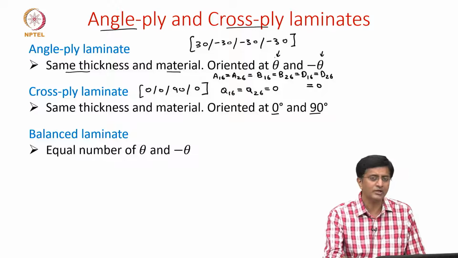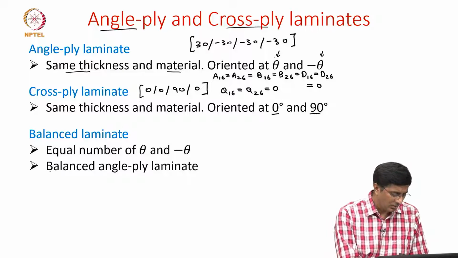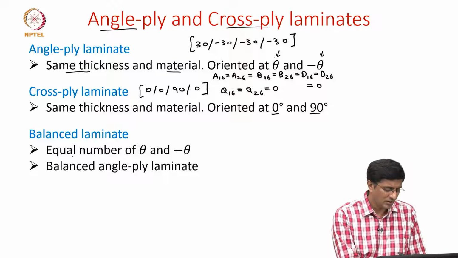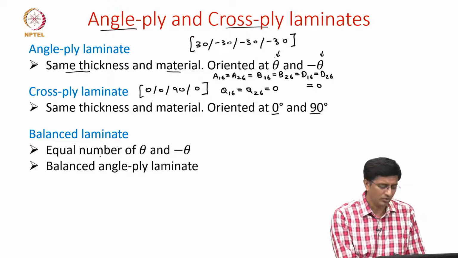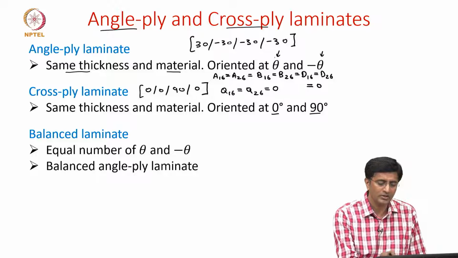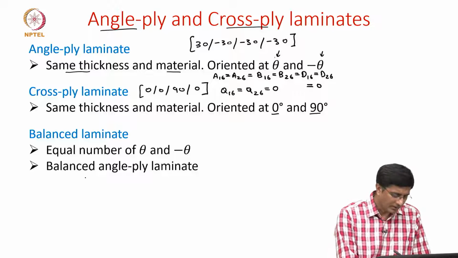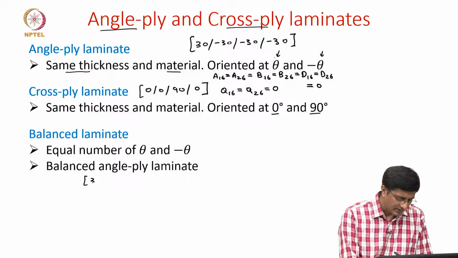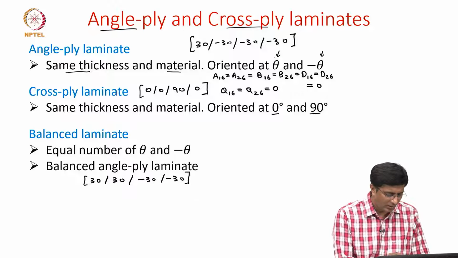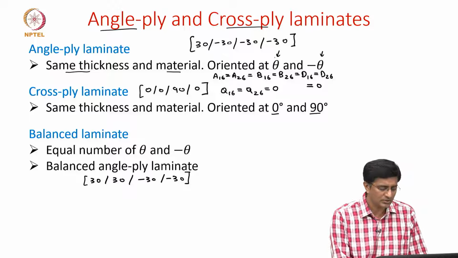So in this again we can discuss about Angleply and crossply. We can start by saying what do we mean by a balanced Angleply laminate? Balanced, we have just shown, should have an equal number of theta and minus theta. Angleply, we know that the angles should be only theta and minus theta. So for example, I can write it as, let's say, 30, 30, minus 30, minus 30. Here we have 2 layers with theta equal to 30 and 2 layers with minus 30.